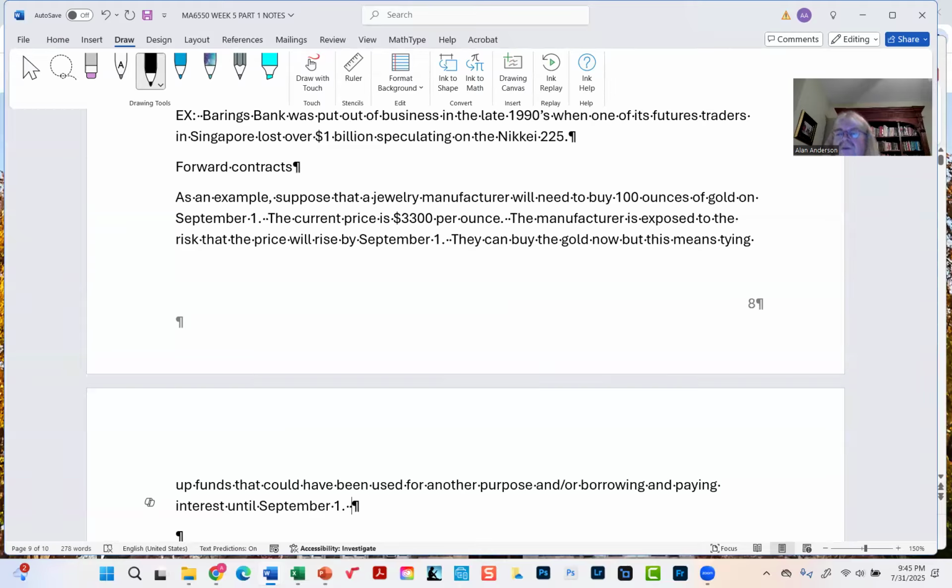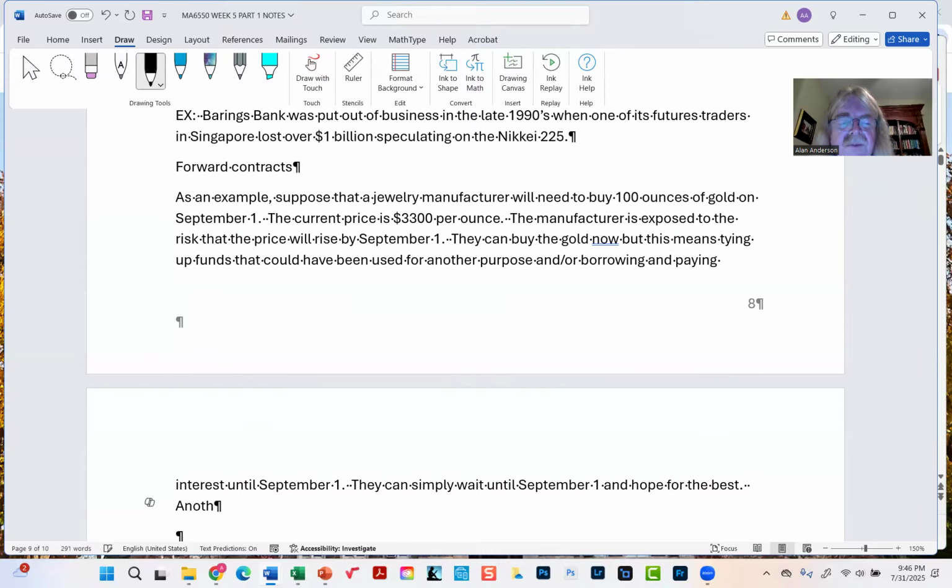So rather than doing that, the other possibility is they can simply wait until September 1st and hope for the best. But that's kind of risky. Hope for the best. But this means they're greatly exposed to risk.